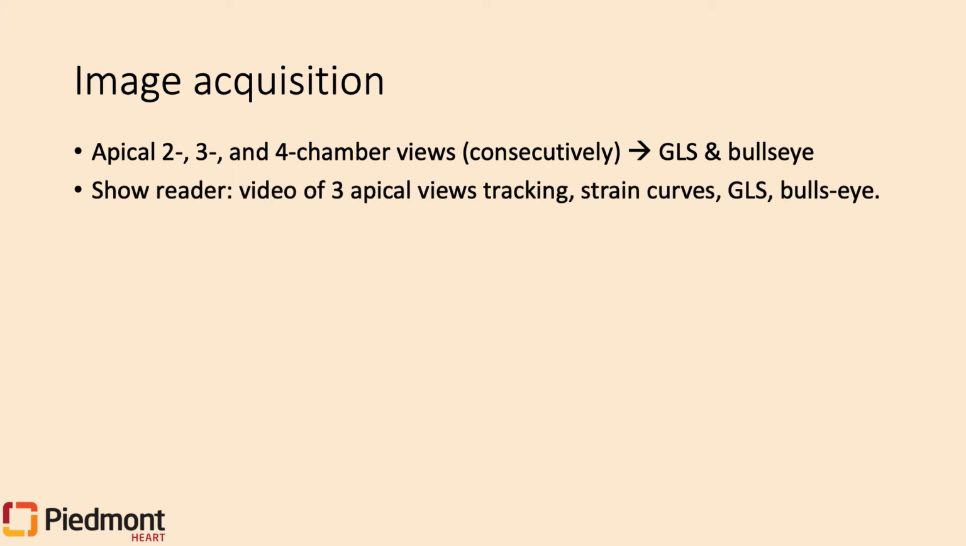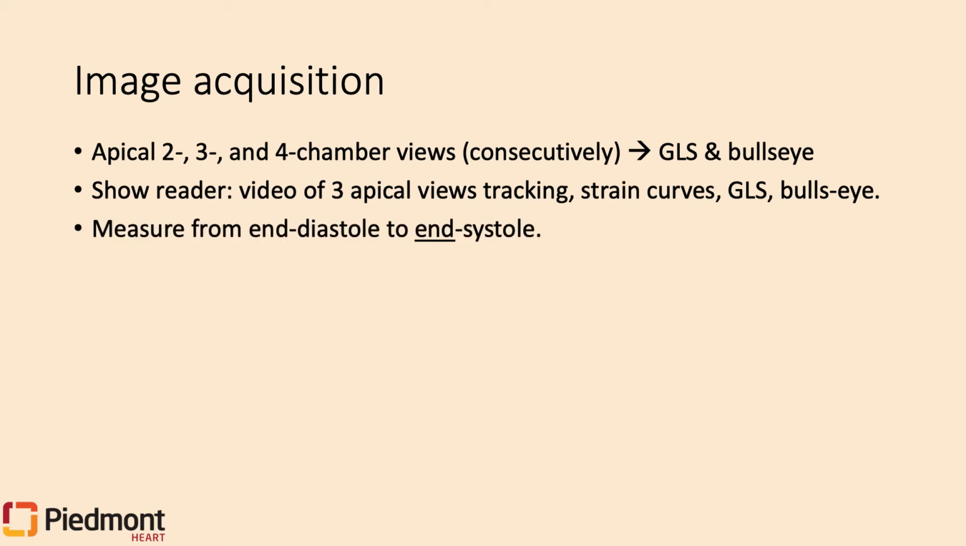What the reader or the physician should see in your echo images is a video acquisition of the tracking of those 3 apical views, so they too can confirm whether they agree with the tracking of the strain. The strain curve should be shown so we can see if strain is being tracked appropriately, and to look for any regional issues with strain. And the global longitudinal strain and the bullseye should also be shown.